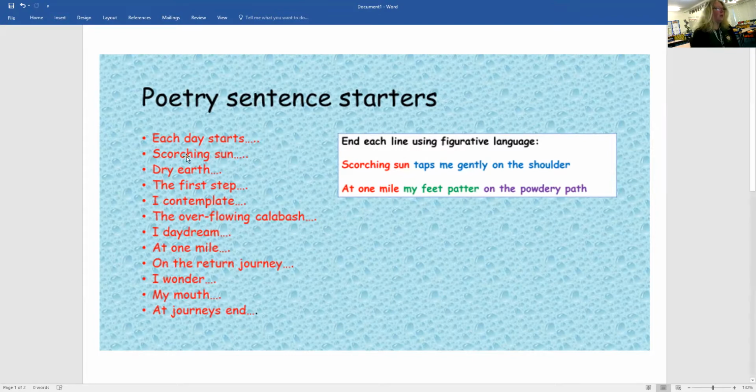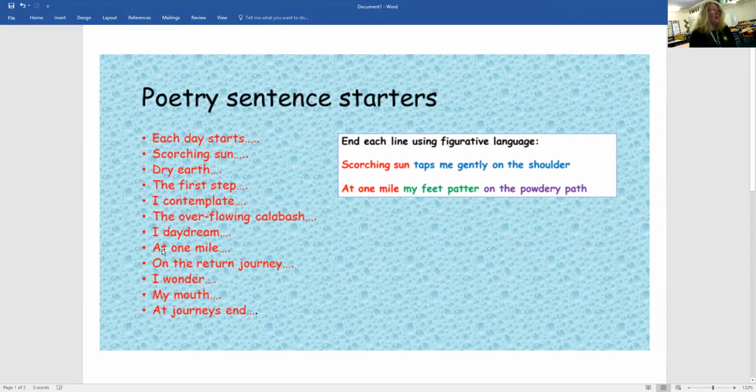So for example, you can see I've taken this one here, scorching sun, which I quite like because it's alliteration, and remembering that our poem is describing the child's walk to get water, as we saw in the video at the start of the week. So I might take this scorching sun sentence starter, and then I'm going to add to that sentence using some figurative language. So I've added that, scorching sun taps me gently on the shoulder. Now I wonder if you can remember from yesterday what type of figurative language that would be. Hopefully you're all saying personification, because that is making the sun sound like a person coming up and tapping someone on the shoulder. So there we go. That's a simple technique to get you going.